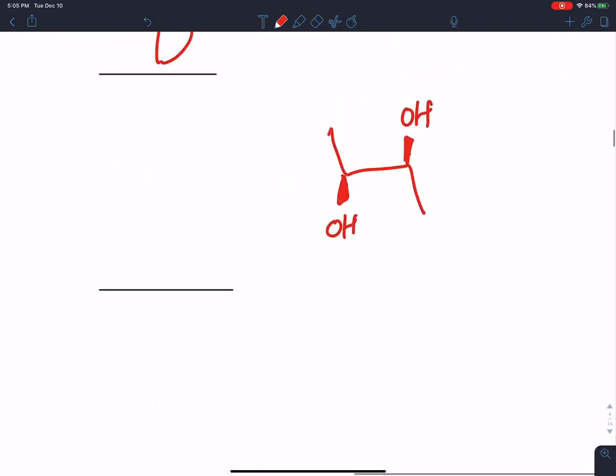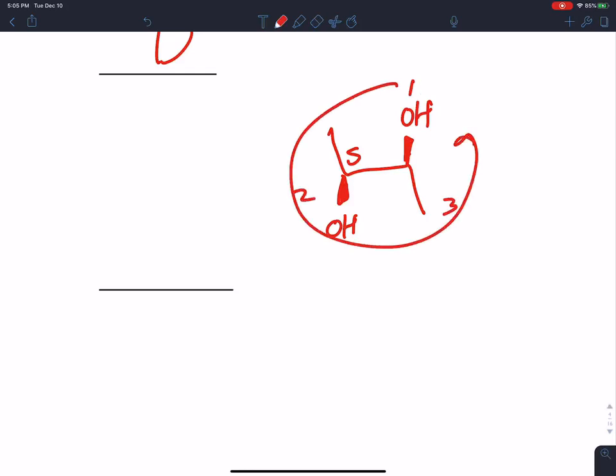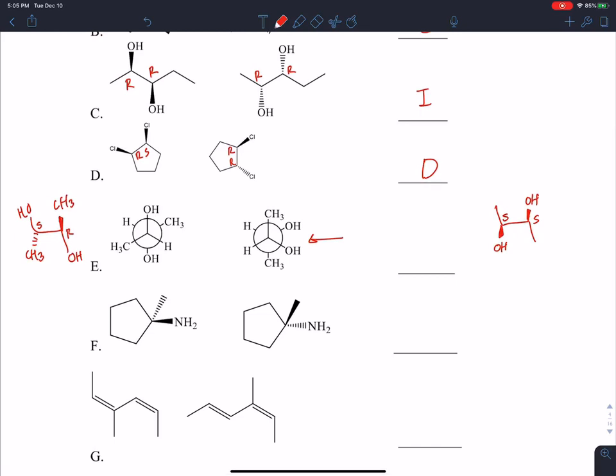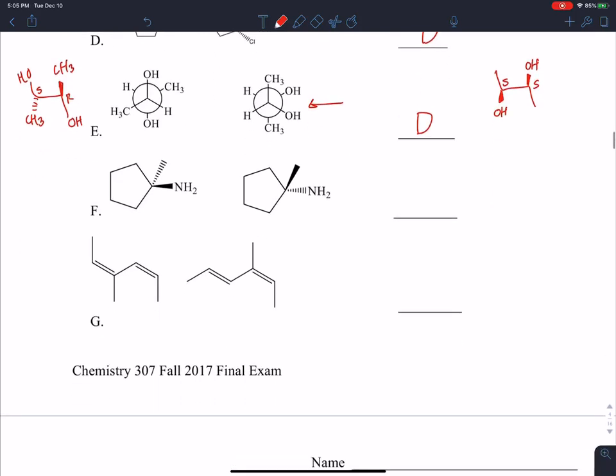If I work the other one, I get 1, 2, 3. This one is just S. And this one I get 1, 2, 3. I also get another S. So when we work it out, I have S, R, S, S. So that's 3 of the same things again. These are diastereomers. The next one, this is not a chiral center. So since that's not a chiral center, this thing isn't even chiral, and these are actually identical compounds.